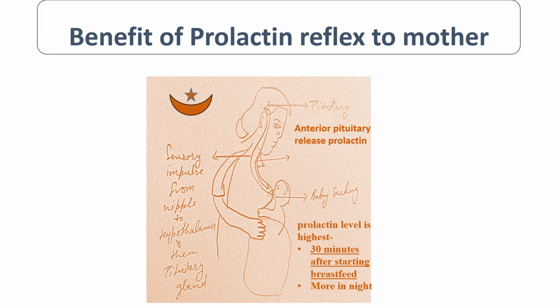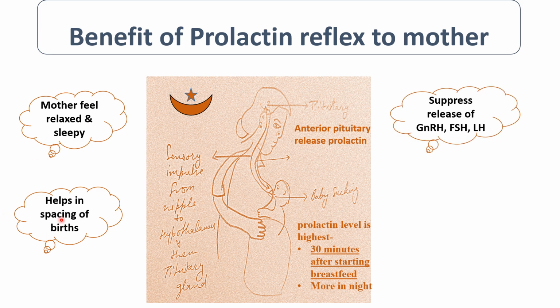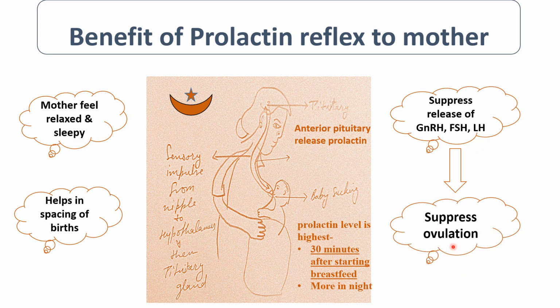What are the benefits of the prolactin reflex to the mother? The mother feels sleepy and relaxed whenever prolactin is secreted. It also helps in the spacing of births. Prolactin suppresses the release of gonadotropin releasing hormone, FSH and LH, so ultimately it suppresses ovulation and helps in spacing of births.